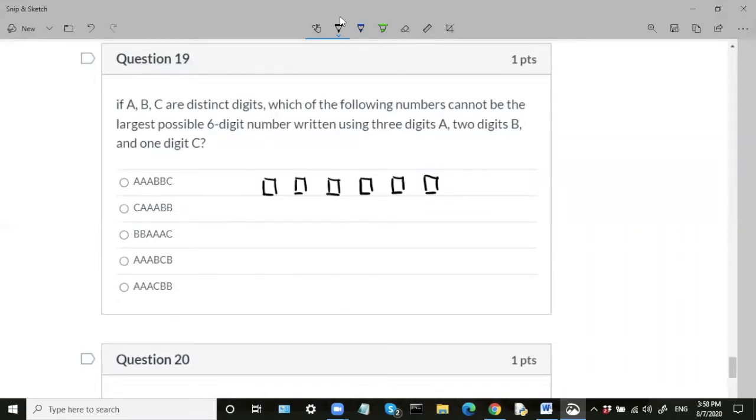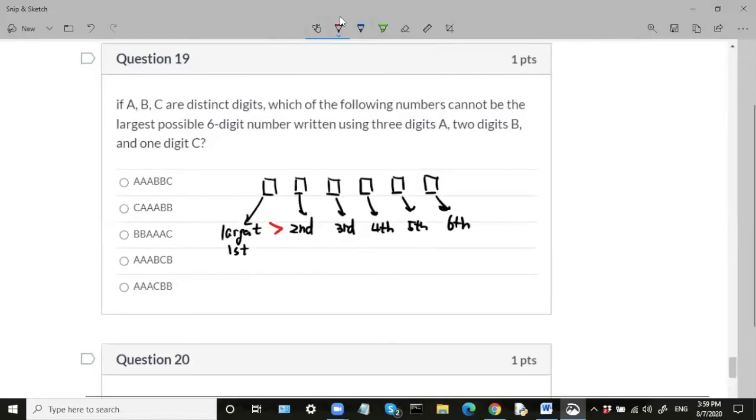So we need to put the largest integer in the largest place value. So this one is the largest digit, the other one is the second largest digit, and that's the third, fourth, fifth, and sixth. Then we know the largest digit, of course, is greater than or equal to the second largest, and that is greater than or equal to the third. So we have these relationships.